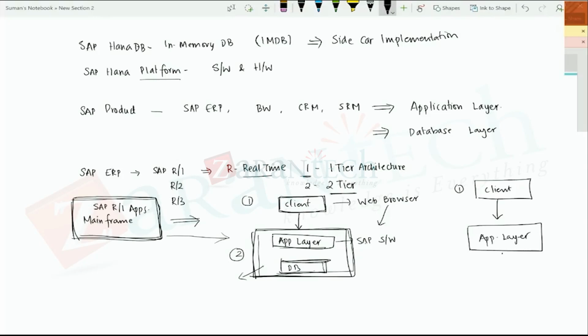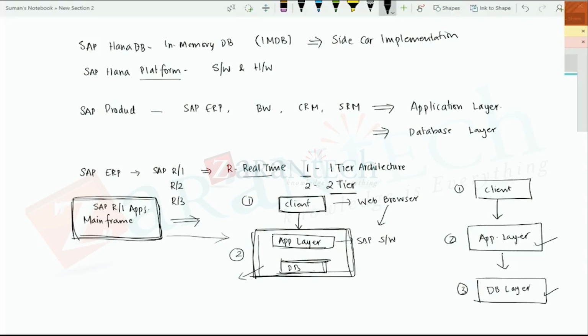And then there is another layer called the database layer. Now this is the second layer, this is the third layer. This is a separate server, this is a separate server. So even if there is an outage in one of the servers, the other server is not impacted right away.